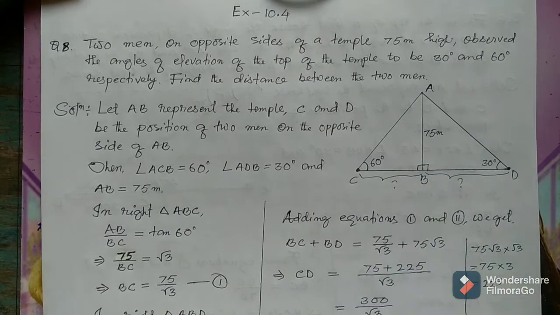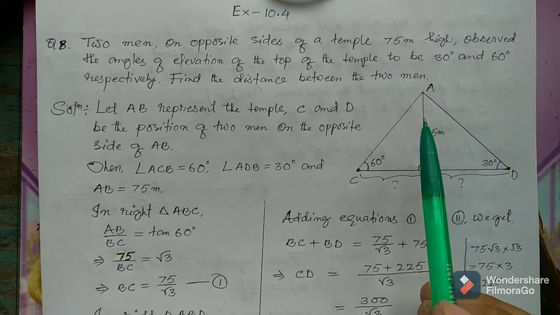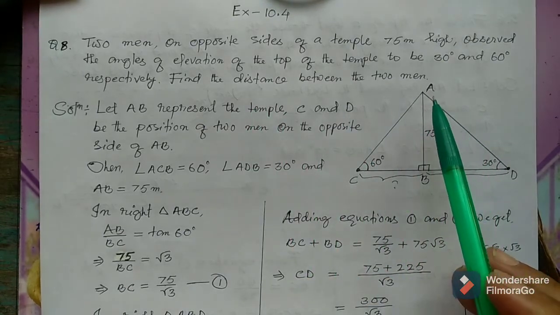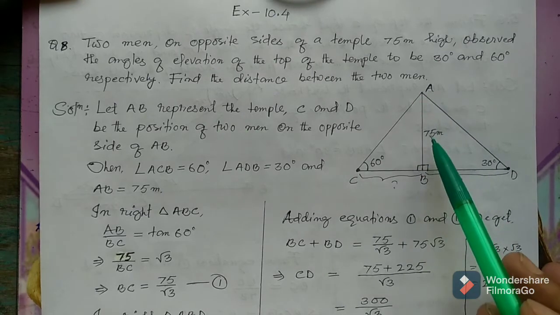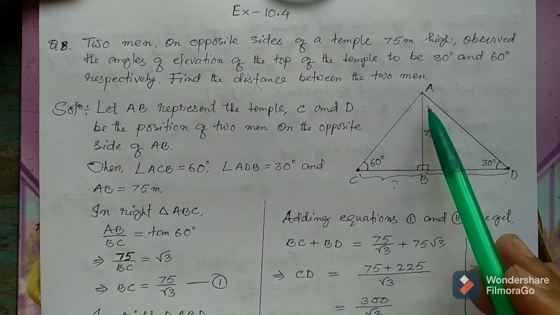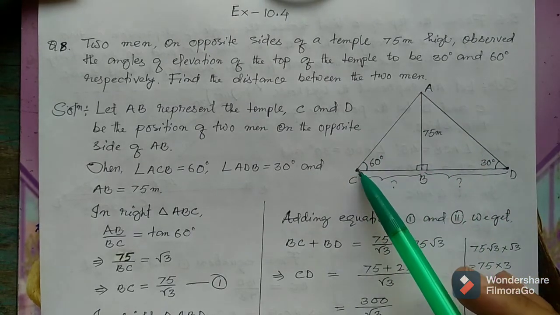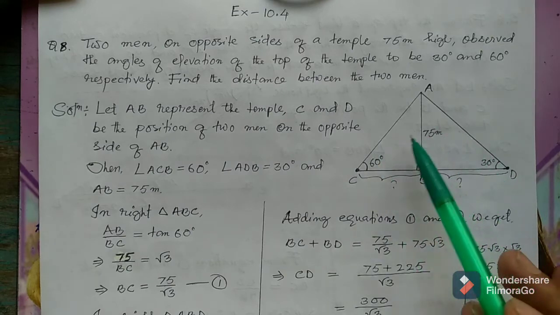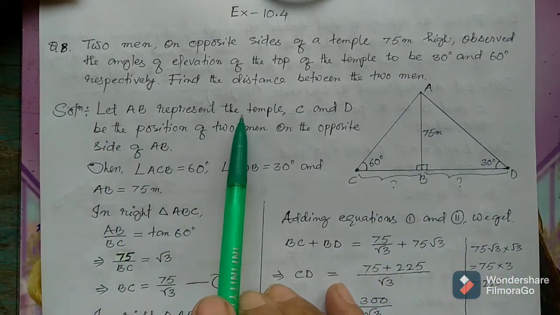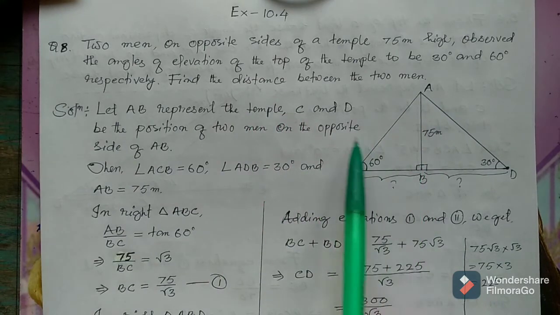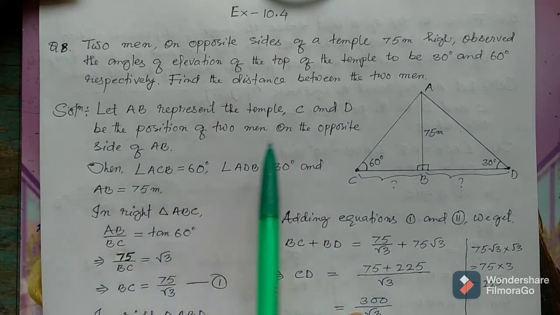So repeat reading the question 2-3 times until you have the full knowledge of the question. Then after that you try to draw the figure. Now we take AB to be the temple, which is 75 meter high. And now two men are on opposite sides of the temple, so we take C and D, which are on opposite sides of AB, to be the position of two men. Let AB represent the temple. AB is temple. C and D be the position of two men on the opposite sides of AB.